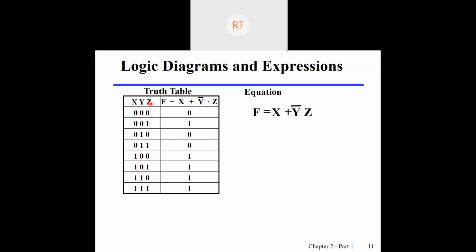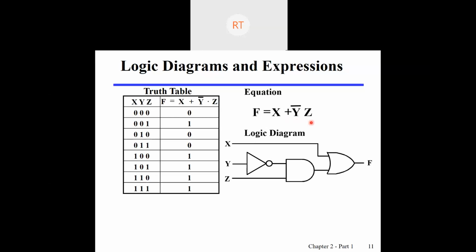This is called the truth table. The output is f equals x or y bar z. The equation of the circuit is f equals x plus y bar z, okay? And what we are drawing here is the logic gate.